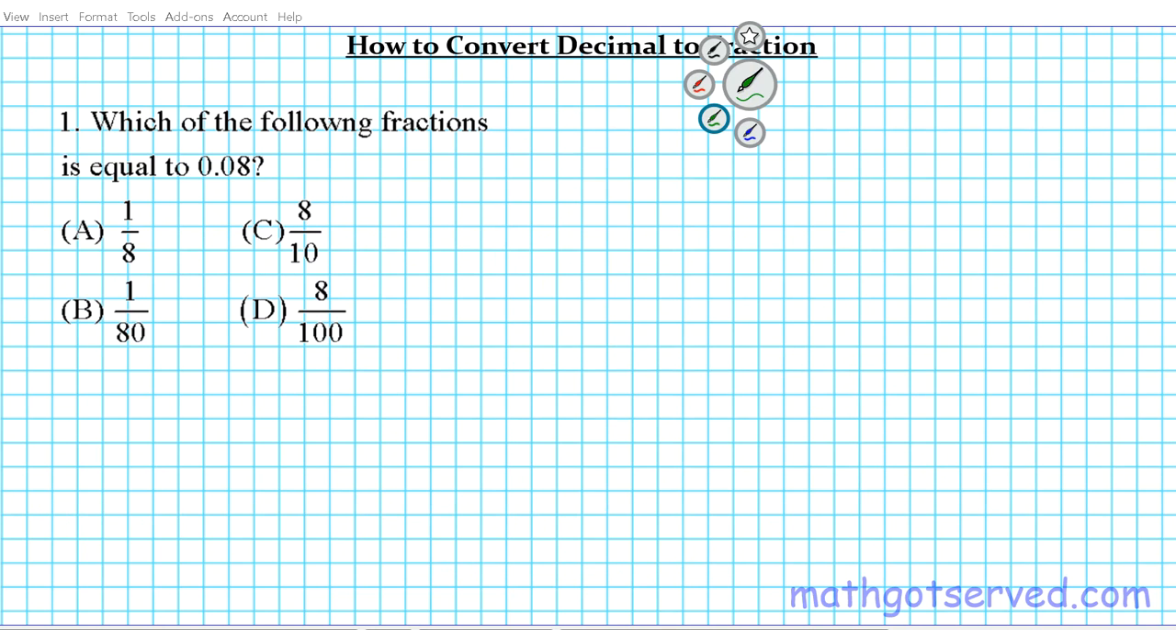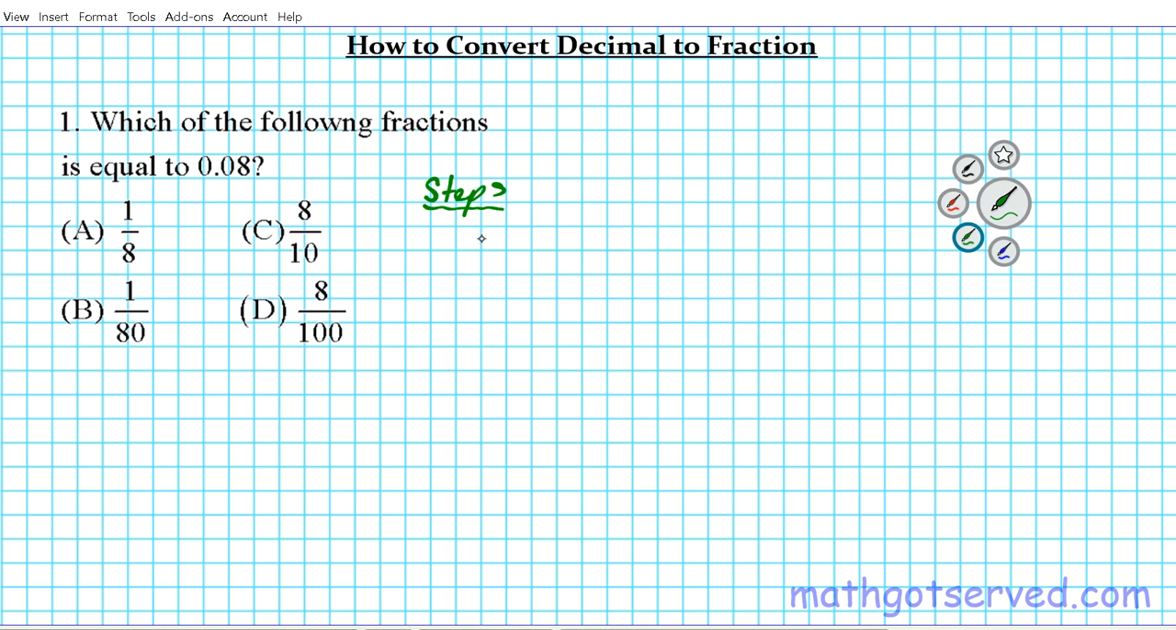Alright, let's take a look at question number 1. On problem number 1, you're being assessed on how to convert decimals to fractions. Alright, so let's go ahead and review the steps for converting decimals to fractions. We're going to be using 2 steps here.